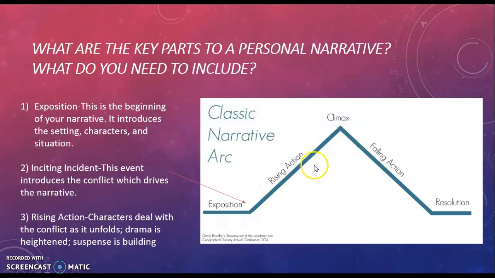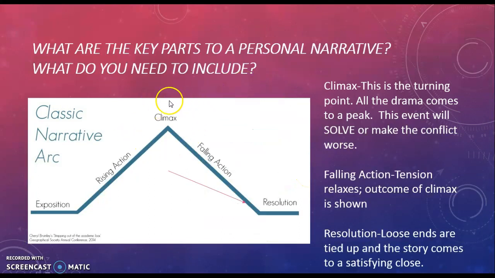Your rising action will have your characters deal with the conflict as it unfolds. Drama is heightened and suspense is building. It's keeping the reader engaged and wondering what's going to happen next. Then you're going to have your climax. This is the turning point. All of the drama comes to a peak. This event will solve or make the conflict worse. Your falling action: tension relaxes, and the outcome of the climax is shown. And then your resolution. Loose ends are tied up and the story comes to a satisfying close.